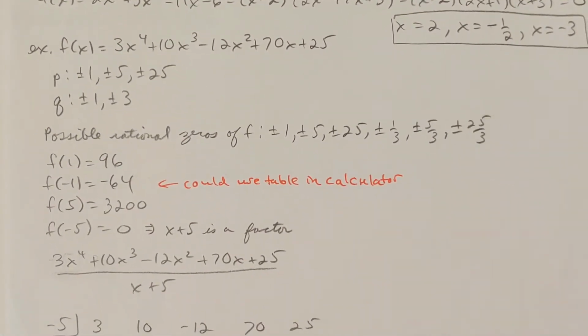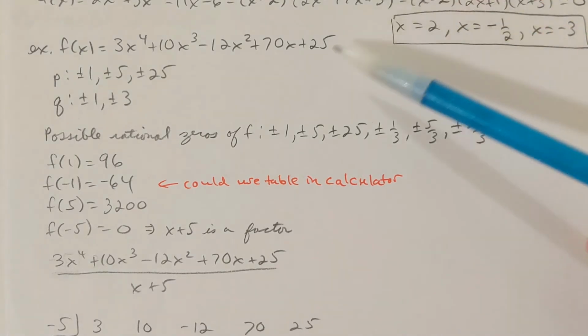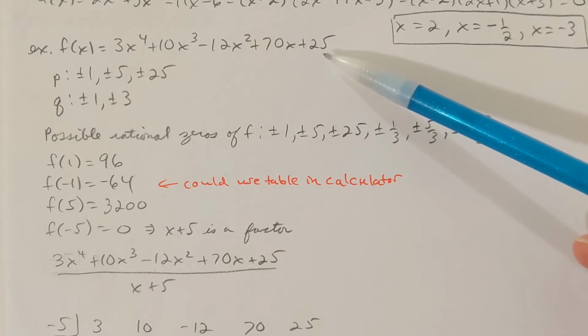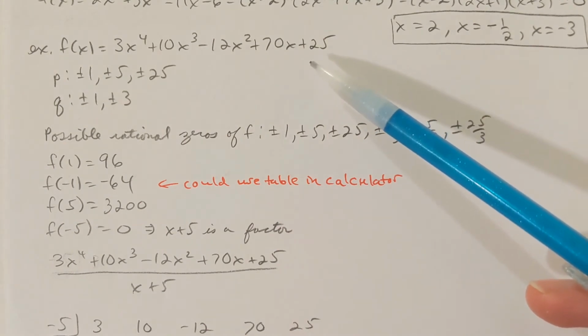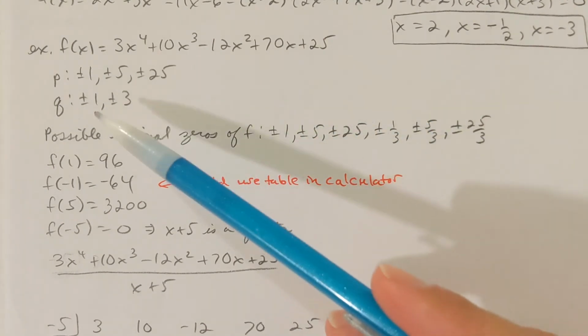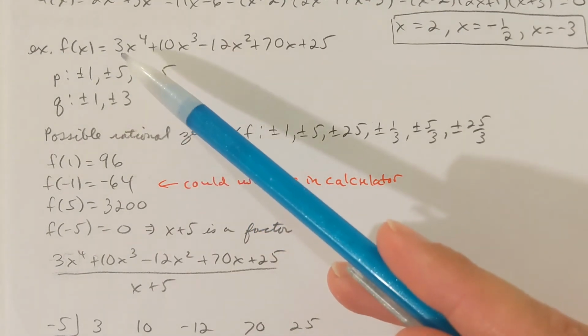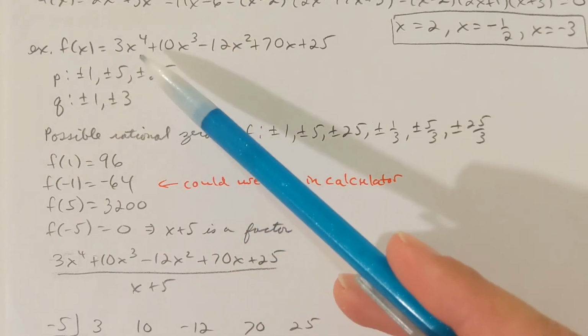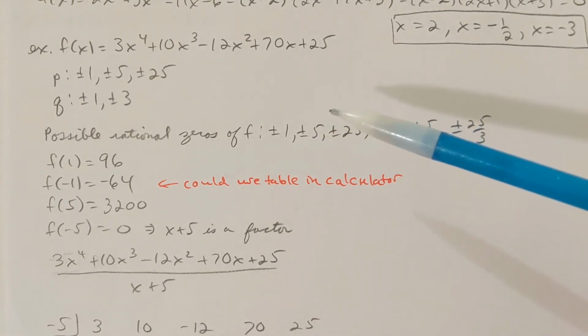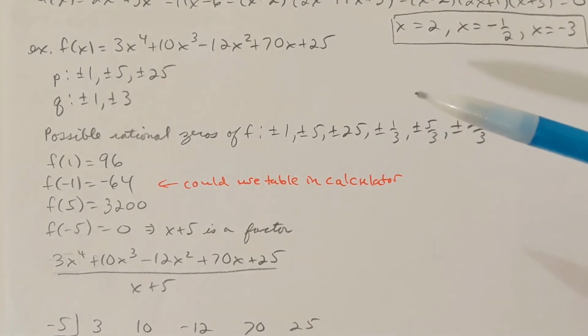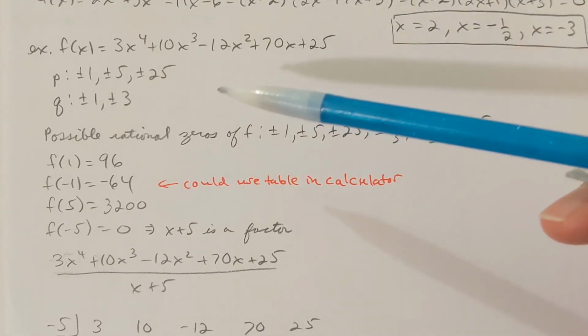How about f of x equals 3x to the 4th plus 10x cubed minus 12x squared plus 70x plus 25. Well, p is a factor of the last coefficient, 25. So the factors of 25 are plus minus 1, plus minus 5, and plus minus 25. q are the factors of the first coefficient, a sub n, plus minus 1 and plus minus 3. So possible rational zeros of f contain all the numbers of the form p over q.